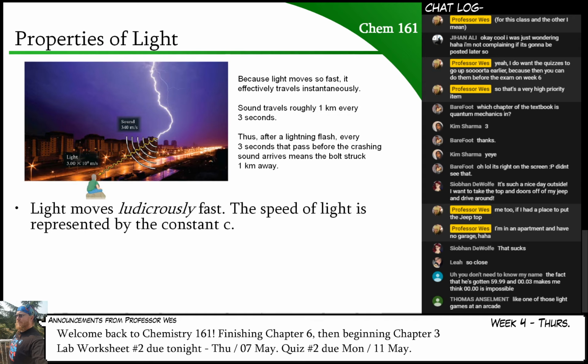How fast is light? Light is stupidly fast. Like, I can't even remember the Spaceballs reference. It's as fast as plaid, right? They've gone to plaid, ludicrous speed.